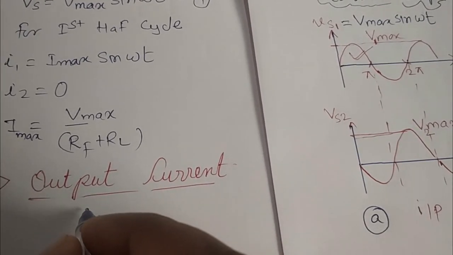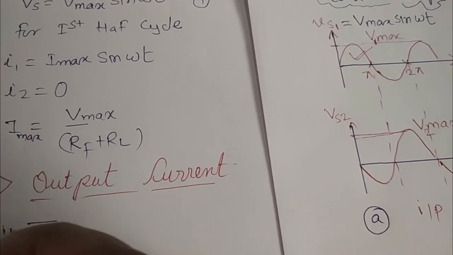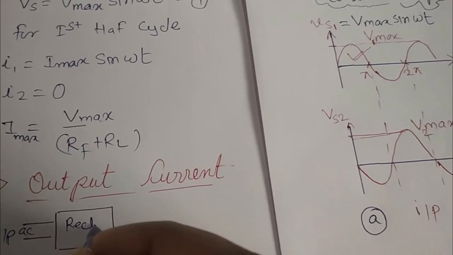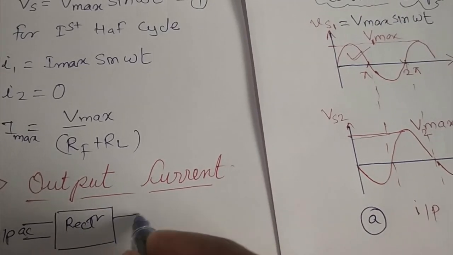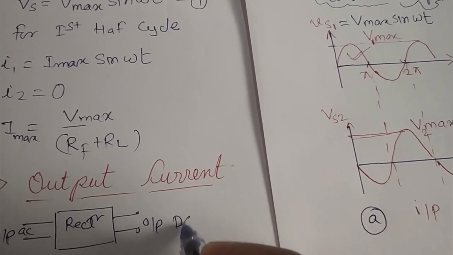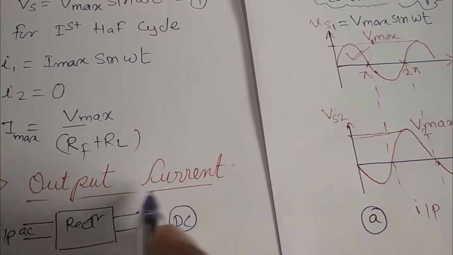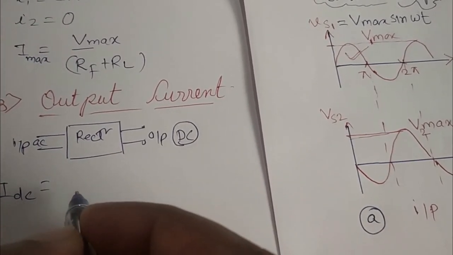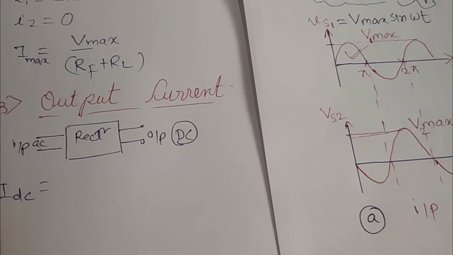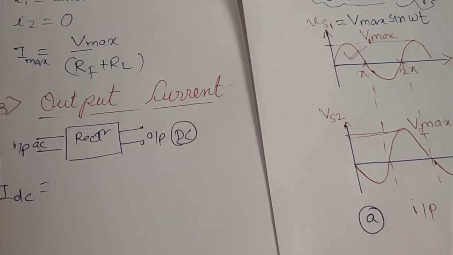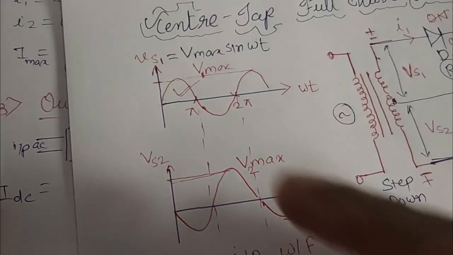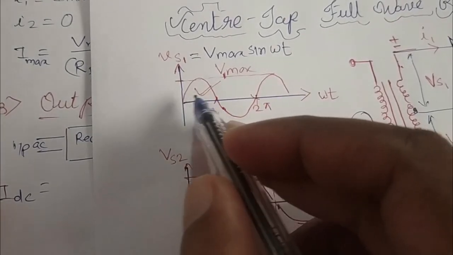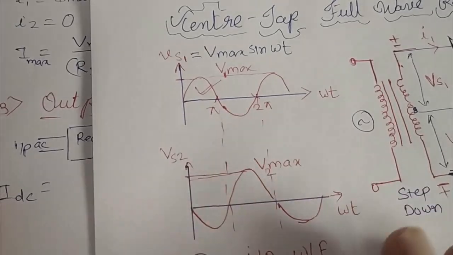What is the desired output for a rectifier? Input is AC. We give input to the rectifier, which has two diodes here. And what is the output? Output should be DC, right? So the output current is DC current. We want DC current at the output, so we should find out how much DC current we are getting. This is for the cycle where D1 is on from 0 to pi, so we calculate this output current over 0 to pi.